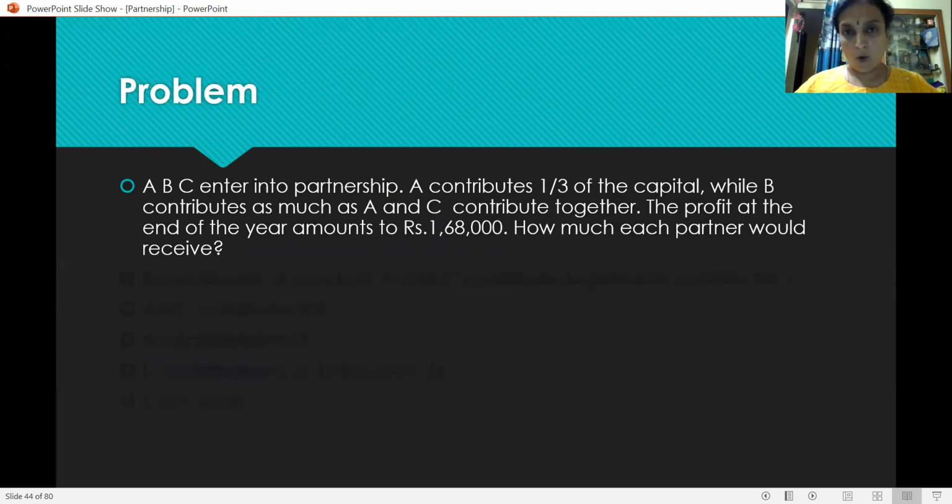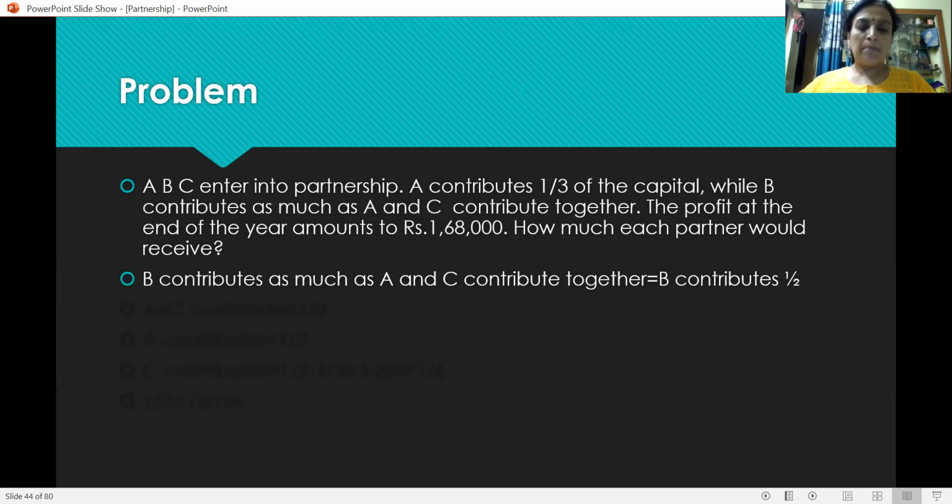And one more problem, that is, A, B, C enter into partnership. A contributes 1/3 of the capital. We don't know the total. And B contributes as much as A and C together, that is half. The profit at the end of the year is 1,68,000. How much would each partner receive?